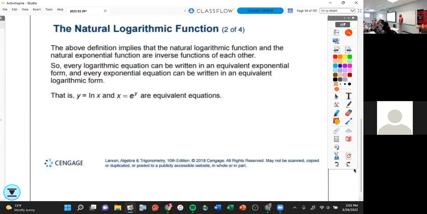The above definition implies that the natural logarithmic function and the natural exponential function are inverses of each other. So every logarithmic equation can be written in an equivalent exponential form, and every exponential equation can be written in the equivalent logarithmic form. We can go back and forth. So notice this. y equals natural log of x. What is the base? e. What is the power? y. What is the thing? x. So x equals e to the y.